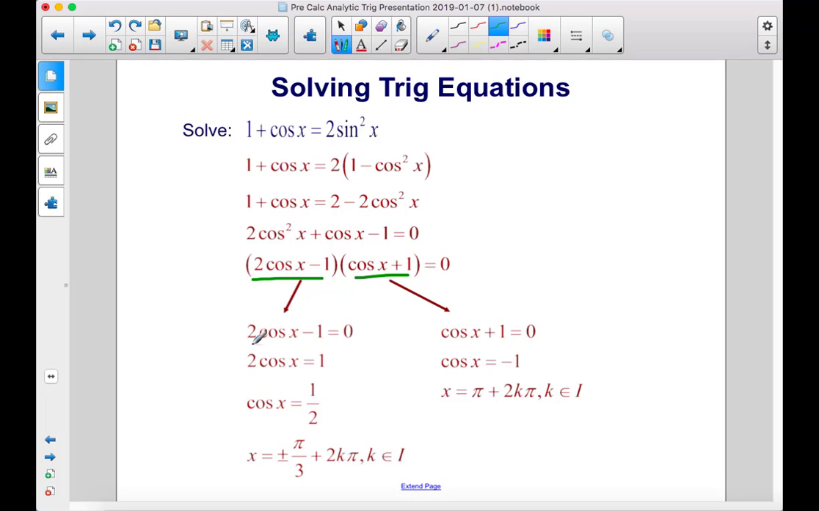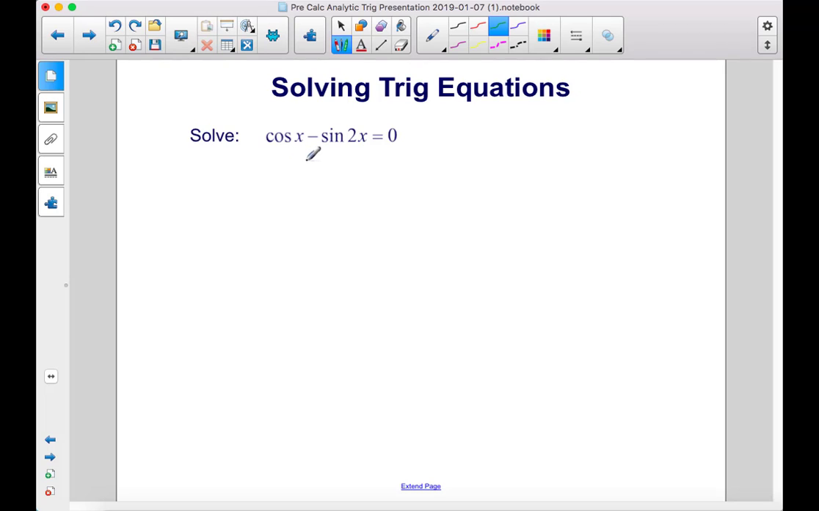Here, we have 2 cosine x minus 1 equals 0. Therefore, cosine x equals 1/2, which will be positive or negative pi over 3 plus 2k pi, where k is an integer. And over here, we have cosine x plus 1 equals 0. So cosine x equals negative 1. Therefore, x equals pi plus 2k pi, where k belongs to the set of integers.